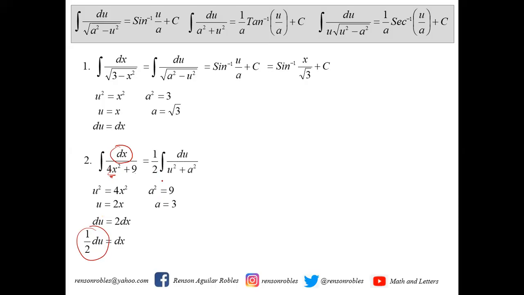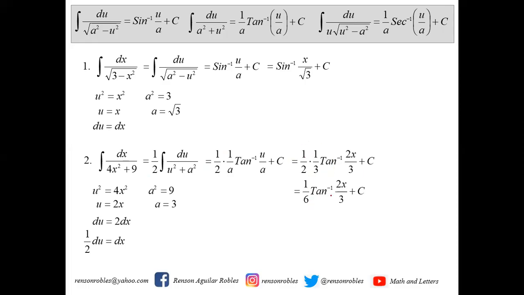So we now have 1/2 times the integral of du all over u squared plus a squared, and that will give us 1 over a arc tangent u over a, and then you multiply it by 1/2. Do not forget that 1/2 in front, then plus c. And then replacing u and a by 2x and 3 respectively, you have 1/2 times 1/3 arc tangent 2x over 3 plus c, and then simplifying 1/2 times 1/3 will lead you to 1/6 arc tangent 2x over 3 plus c.